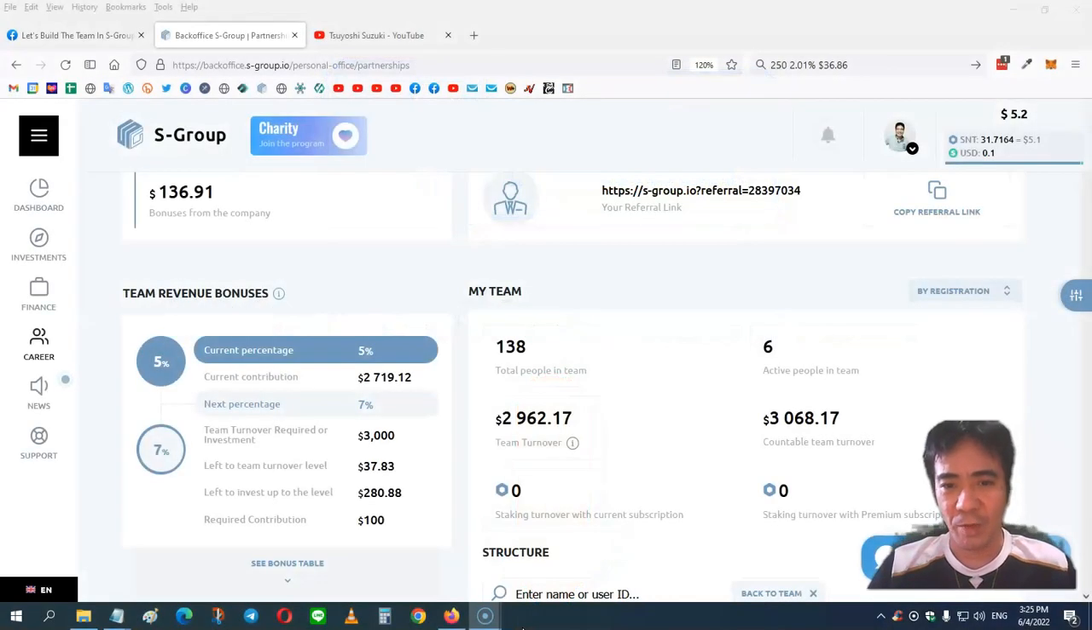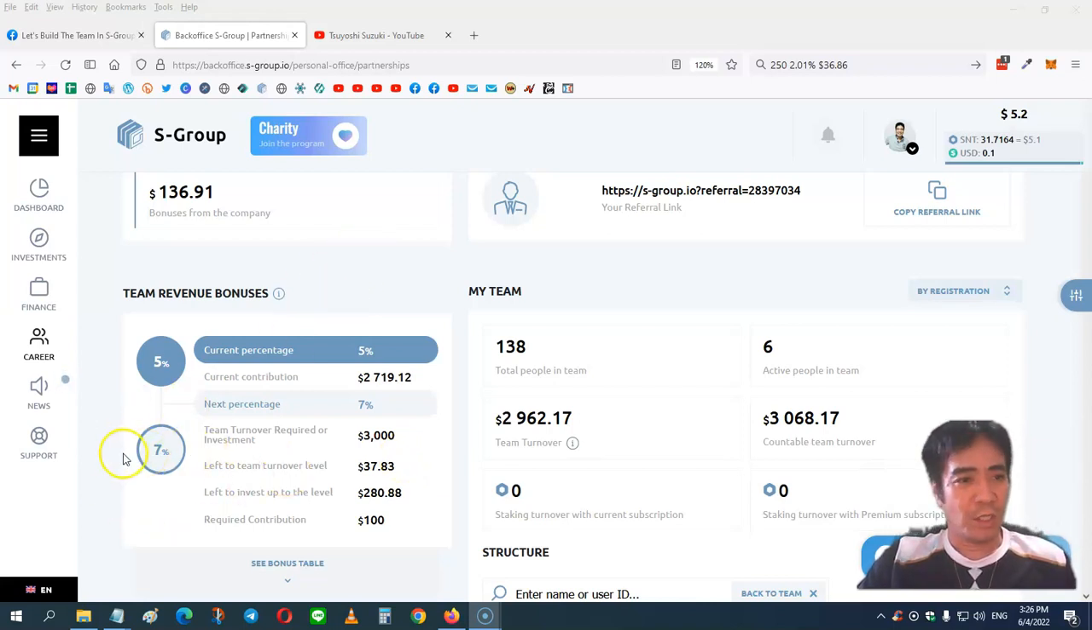Okay, so let's see my account. So now I have 138 people in my team, and I got 6 active members, and my team turnover is $2,962. So another about $38, then I can reach the next level, which is the 7% commission level.